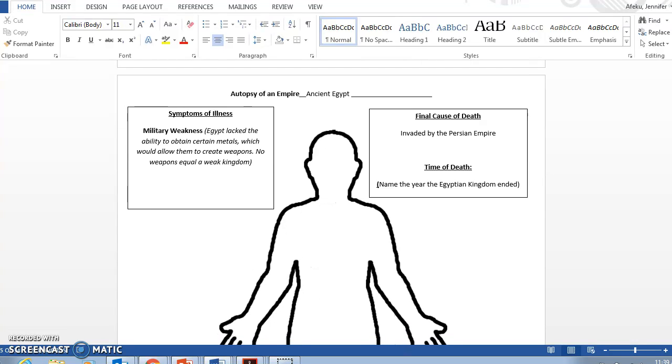page. Symptoms of illness. In my box, I decided to put military weakness. That would be a symptom of illness. That's like when you know something's not right, like, okay, the army is not up to par, which means guess what? Outside invaders are going to be able to come in as they please and do what they want to do with this particular kingdom. Okay? With stating that, let's look at what I have.